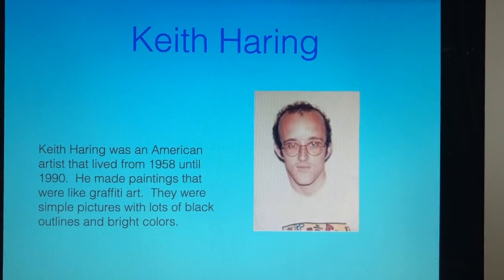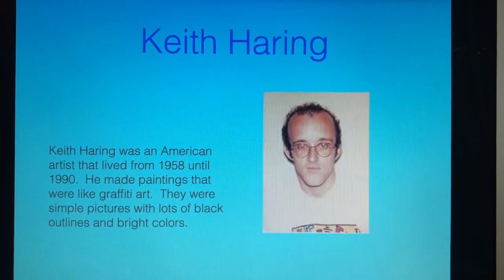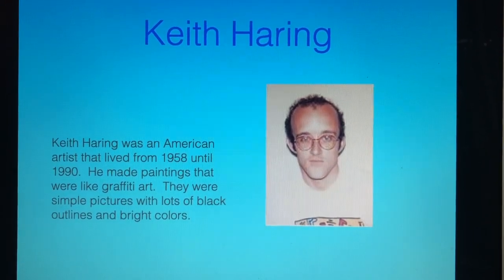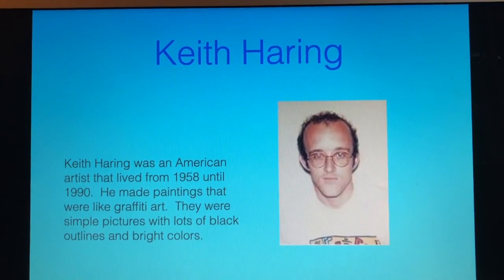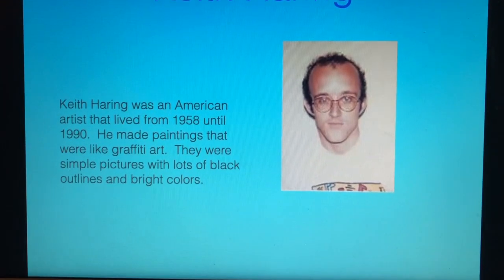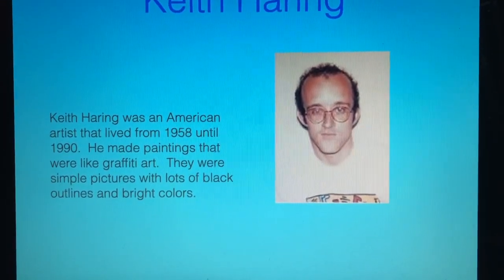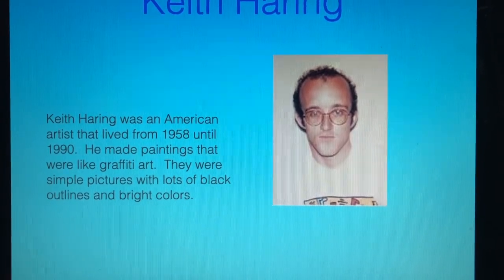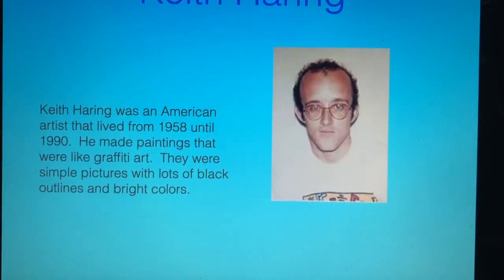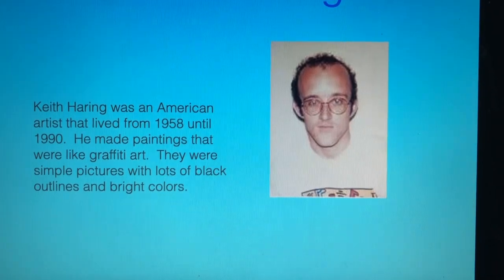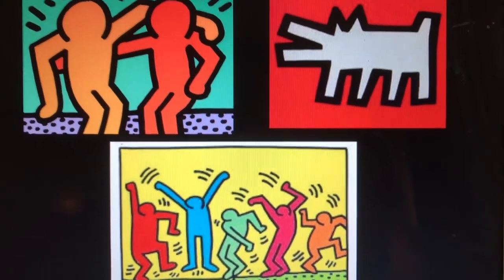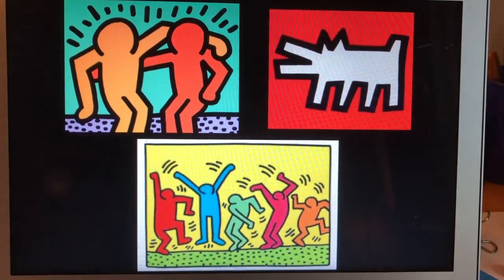Keith Haring. Keith Haring was an American artist that lived from 1958 until 1990. He made paintings that were like graffiti art. They were simple pictures with lots of black outlines and bright colors. And here are some examples of his work.